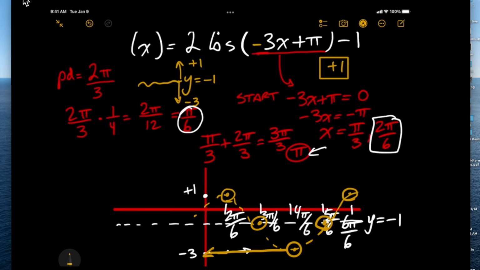I went ahead and graphed that on a calculator. Let's just quickly review. Our starting point is 2 pi over 6 or pi over 3. We are at the graph's maximum value, which is +1. Next, we're going to drop to the middle of the graph, y equals -1, and then down to the minimum, which is y equals -3 at 2 pi over 3.